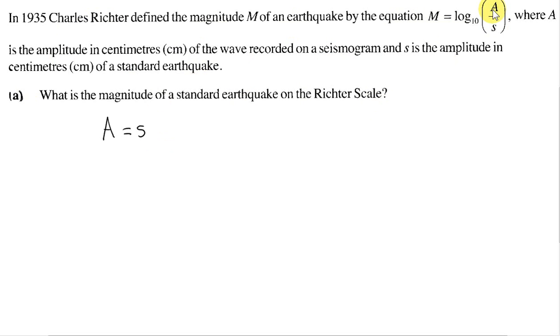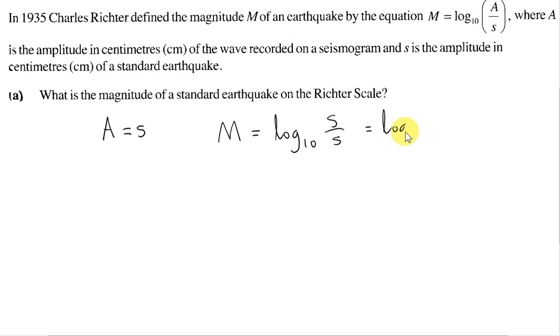So we have to plug in for A. A is the amplitude in centimeters of a wave recorded on a seismogram. So A is equal to S, whatever S is. S is the amplitude of a standard earthquake. We don't know what the value for S is, but we're plugging in for A. We're always dividing the amplitude of the earthquake measured by the amplitude of the standard earthquake. So we plug S in for A, and we can then calculate M. So M is log to the base 10 of S divided by S.